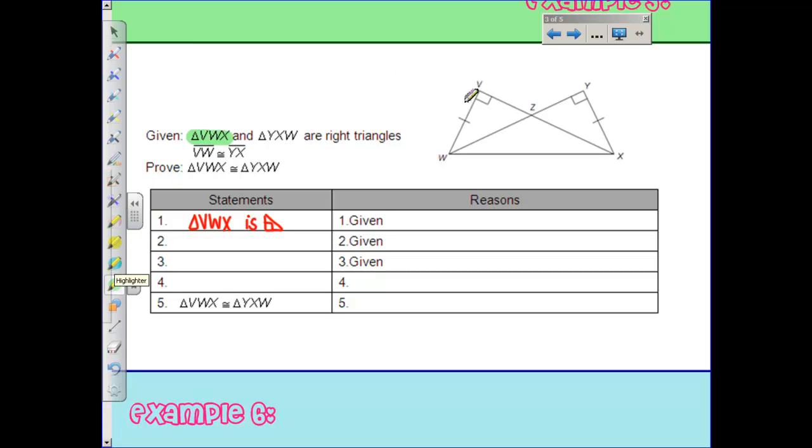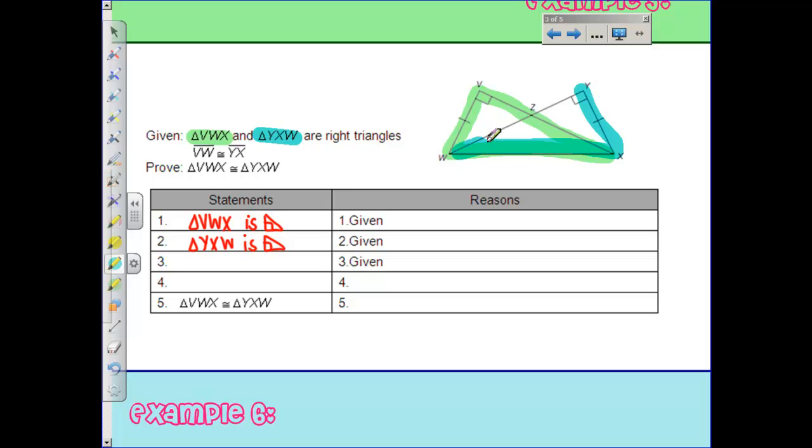So I'm going to highlight it green, VWX. So that's actually that big triangle right there, and that's important that you know what you're working with. On the other hand, I'm going to grab my red pen again, and we've got triangle YXW, which is also a right triangle, and I'm going to highlight that in blue.